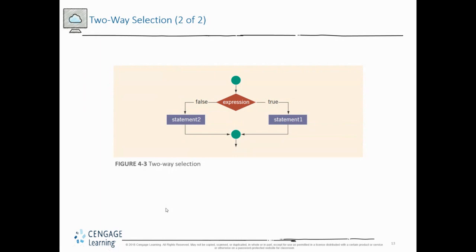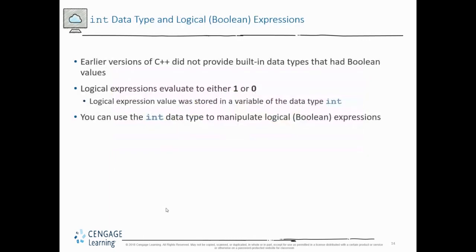So again, in a little pictorial fashion, you put your expression, age greater than equal 18. It's true. You have some statement. Oh, congratulations, you're old enough to vote. False, I'm sorry, you're not old enough to vote. Obviously, this can be way, way better. But at this juncture in chapter 4, that's good enough for us. All right.